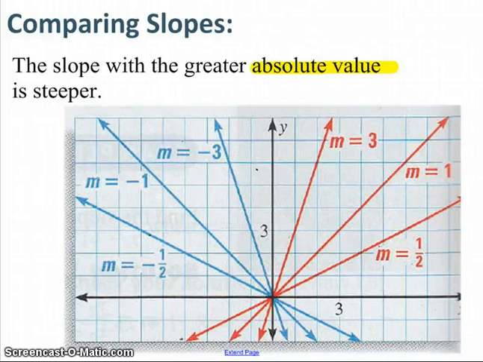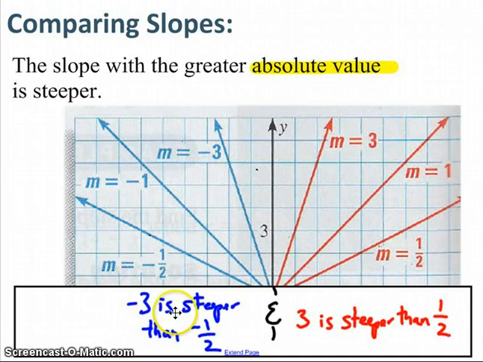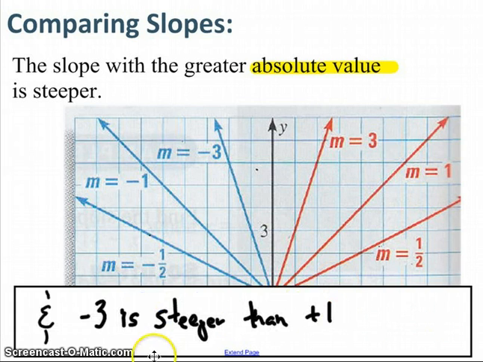Now, if the absolute value is the issue that we look at, then that would mean that a slope of -3 is, as I said before, steeper than a slope of -1/2. So this -3 is a steeper slope than this one, which is a slope of -1/2. And similarly on the right side, the slope of +3 is steeper than +1/2. And that also means that -3, which is this line, is actually steeper than +1, because in absolute value terms, this is steeper than that.